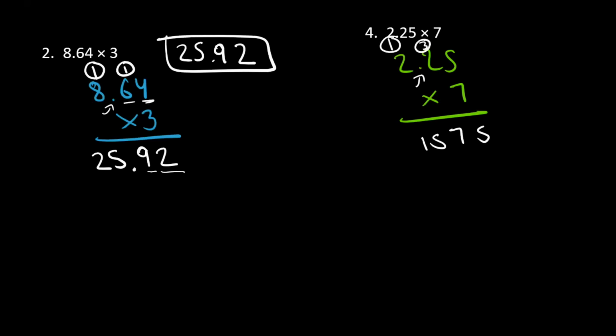And my decimal point is after the first two. So there are two digits after the decimal point. So 2, 1, 2. My decimal point is going to be after 5. So after the first 5, this 5. And my answer for the fourth question is 15.75.